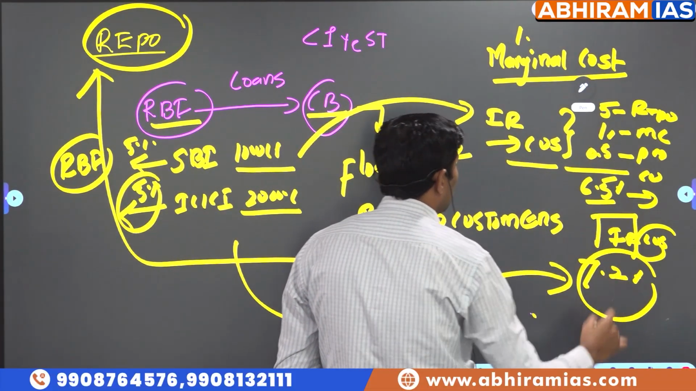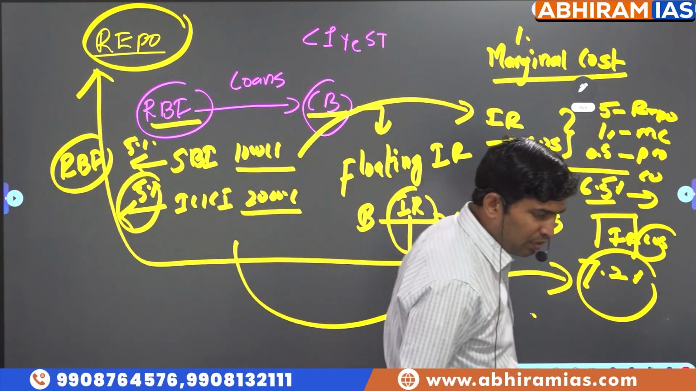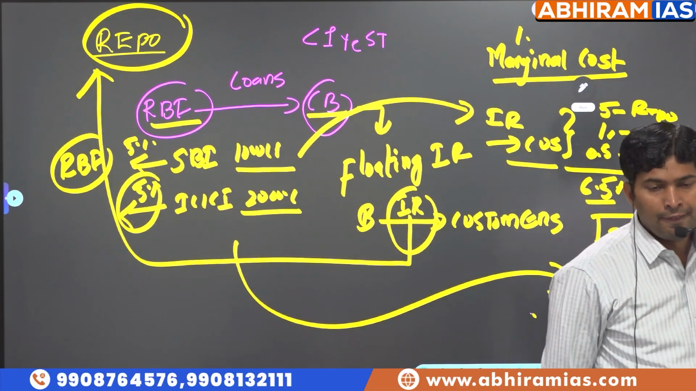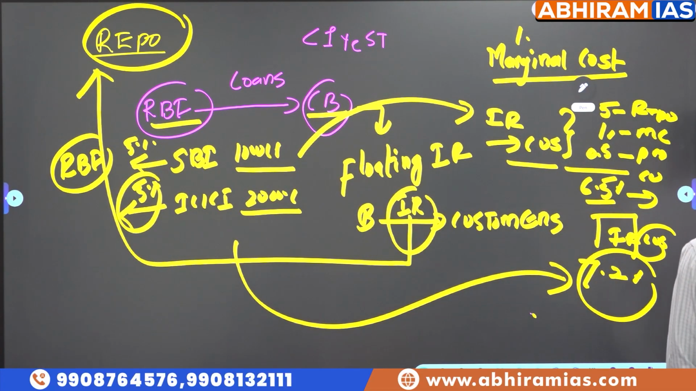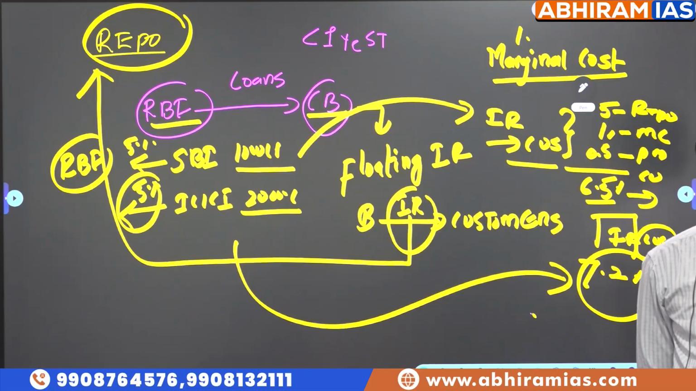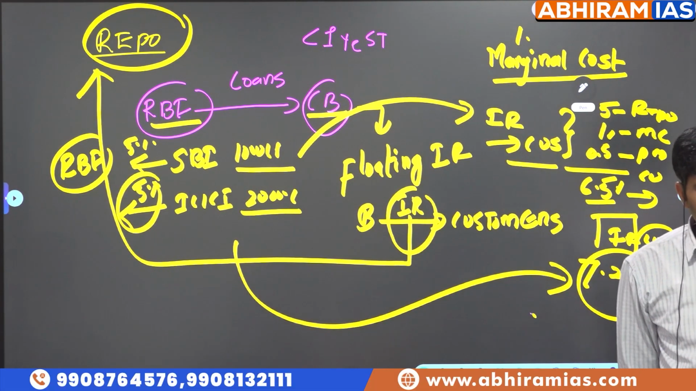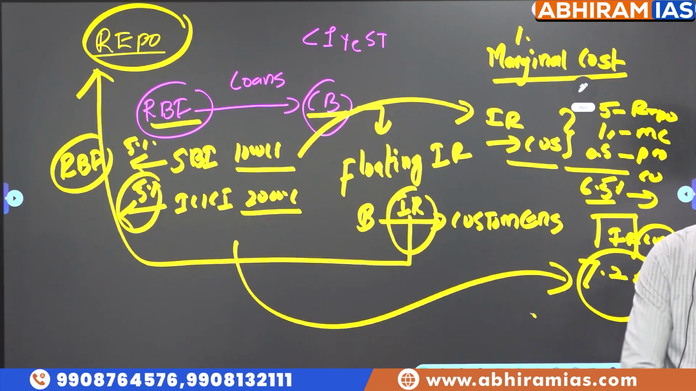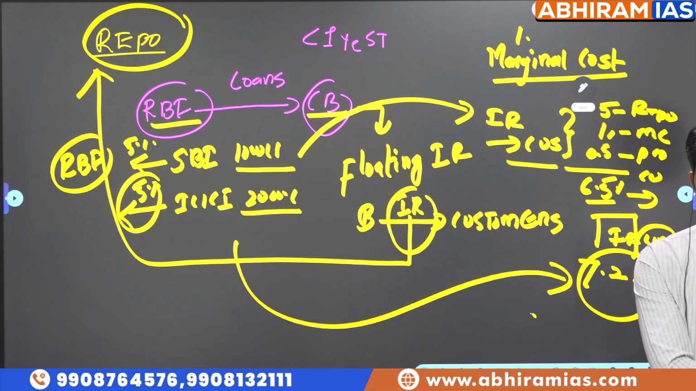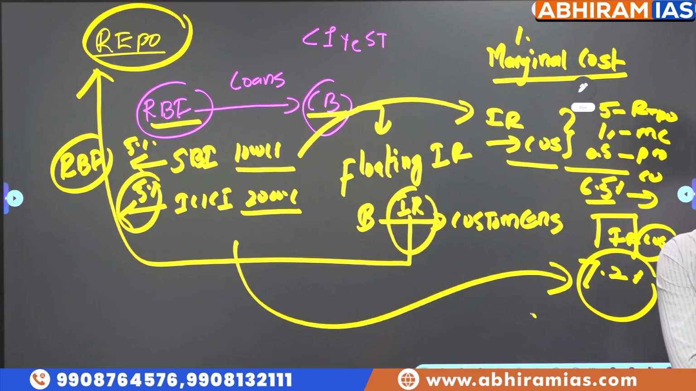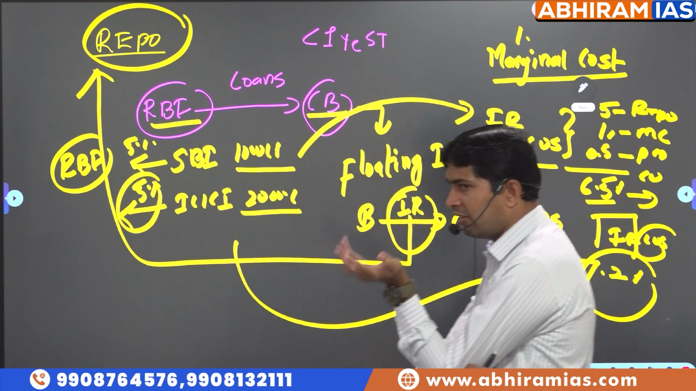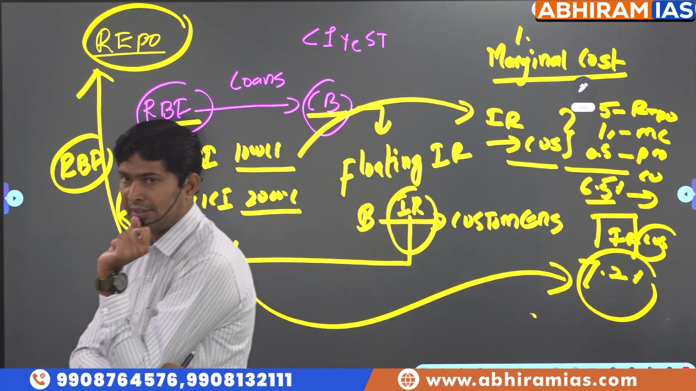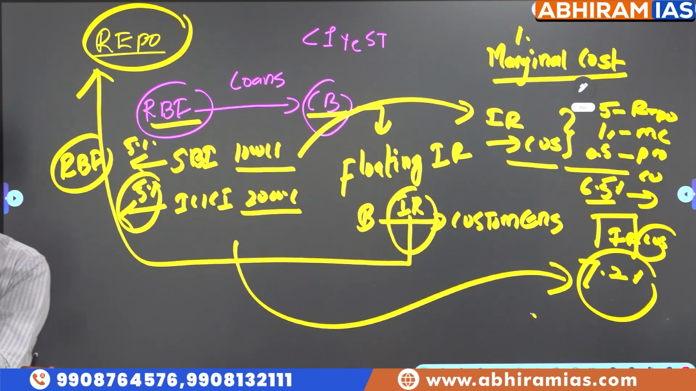So I said something, two words, floating interest rate. What's the meaning of floating interest rate? Whenever the repo rate is revised, the interest rate to the customer is also revised. In fact, a mail is sent by the bank that, sir, we are happy to inform you that the repo rate is increased. So the interest rate on your loan is also increased. Repo rate is decreased. So the interest rate on your loan is also decreased. So this is called floating interest rate.